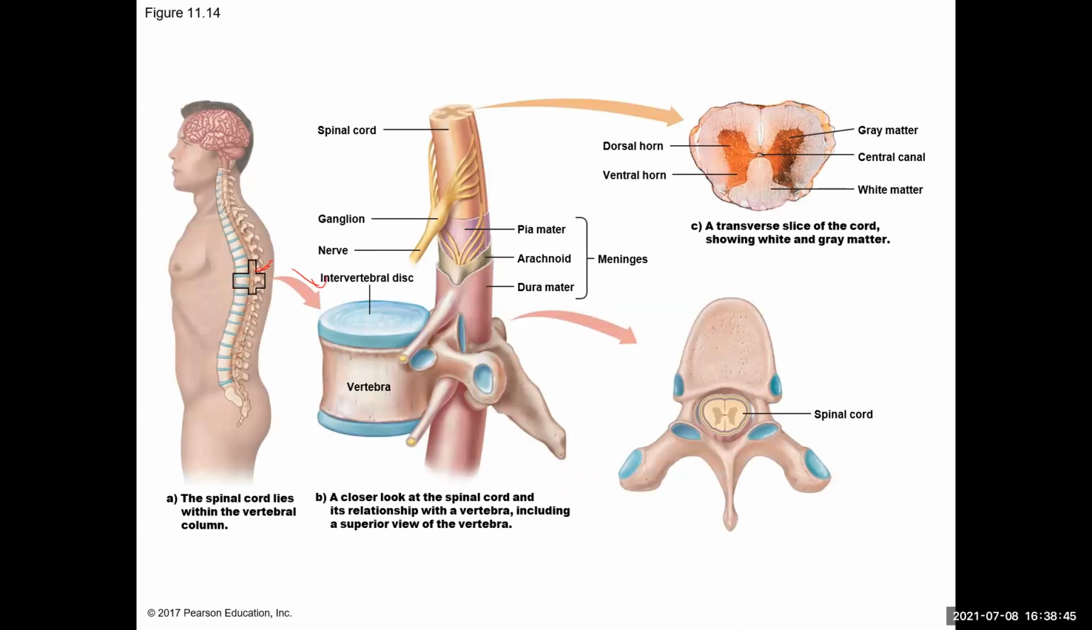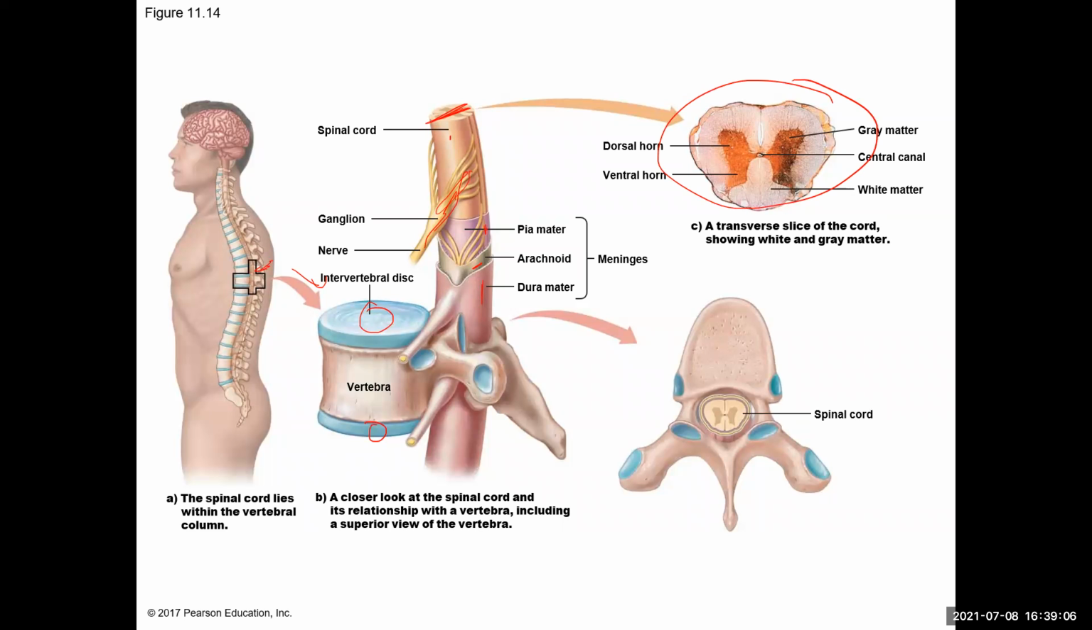We're going to look at one vertebra with its cartilaginous disc. Right? And then you have the spinal cord with the dura mater, the arachnoid, and the pia mater, and then the associated nerves, and then the spinal cord itself. And if we do a cross section of the spinal cord, this is what it looks like.